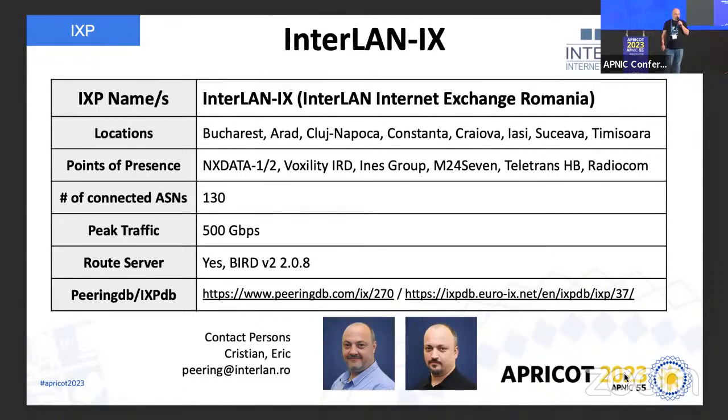We have 130 ISPs connected in our internet exchange with a peak traffic of 500 gigabits per second. And our route servers are using BIRD, of course. You can find us on PeeringDB and also IXPDB.